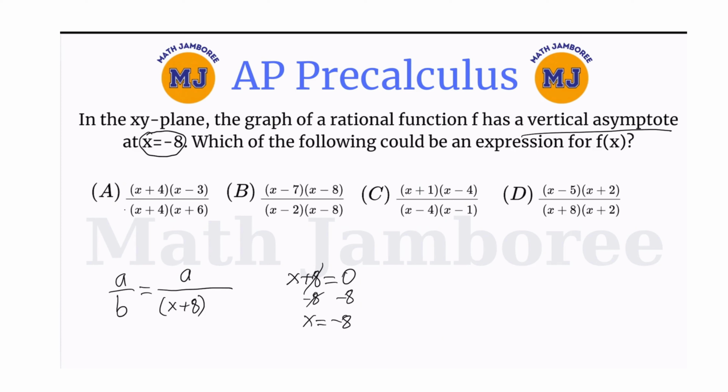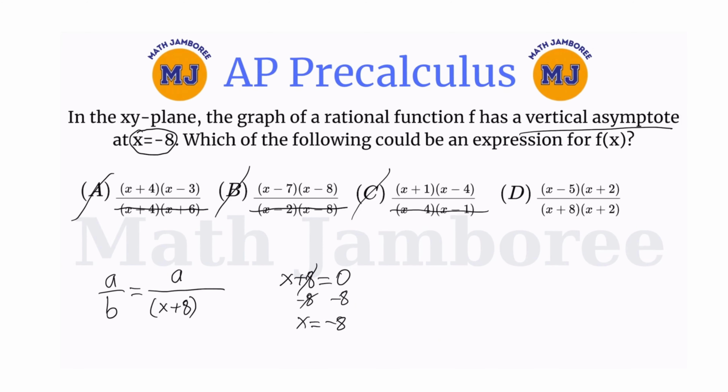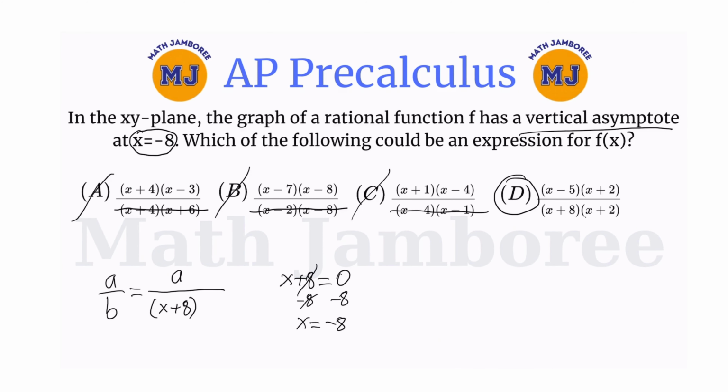So choice A didn't have it, we can go ahead and eliminate it. Choice B didn't have it. Choice C doesn't have any x plus 8 in it. But in choice D, we have x plus 8. And these cancel each other out, and this becomes x minus 5 over x plus 8. So the final answer is choice D for this specific question.